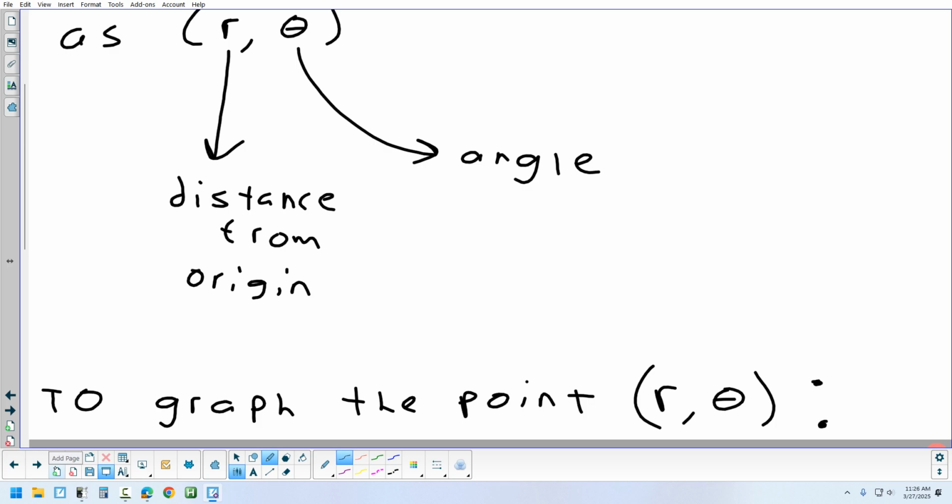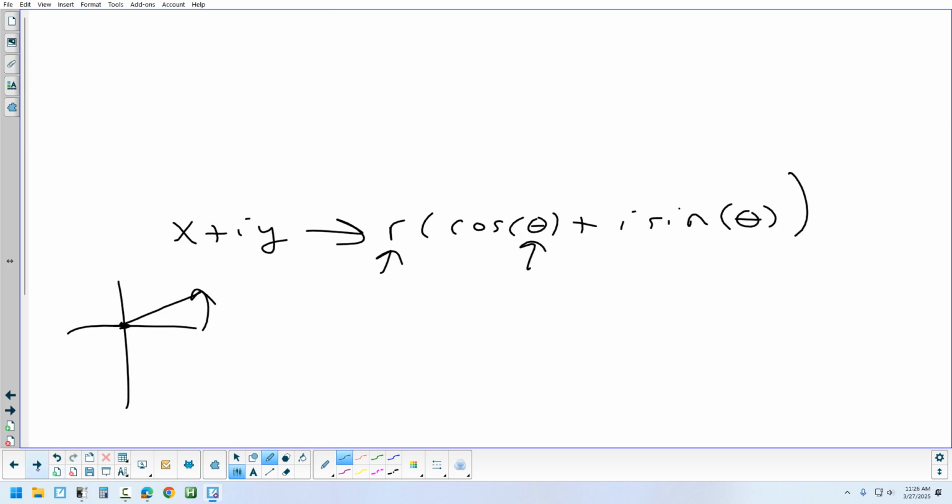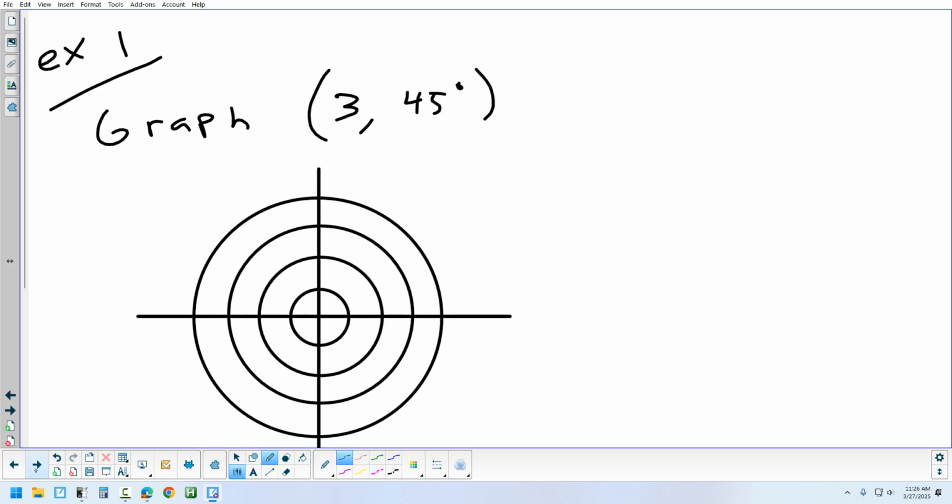So the first thing I'm going to show you is how do you graph a point like that? 3, 45 degrees. That is a polar coordinate. And I'm going to ask you to plot it, and it'll be on the test as well. You'll just have to click where you should put that point. Okay. First thing you have to do to graph that is look at the r.